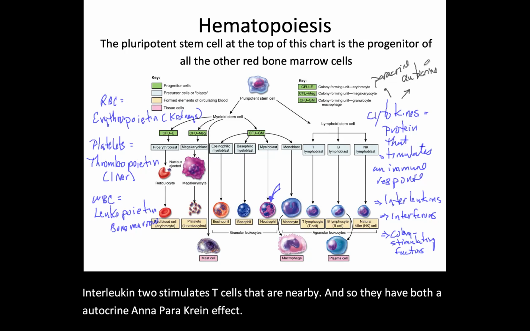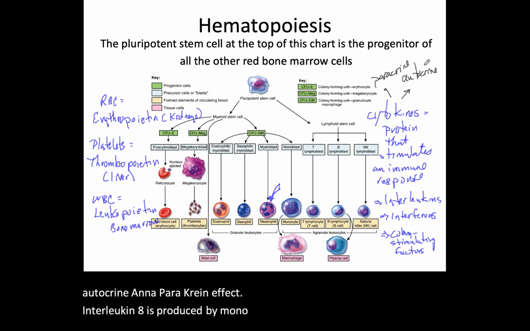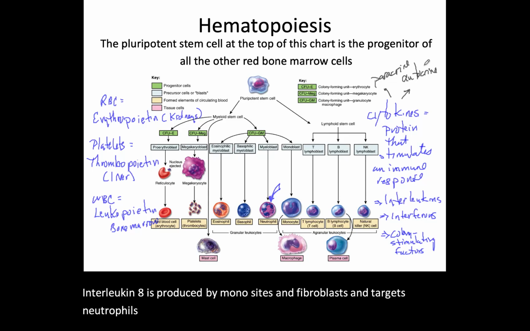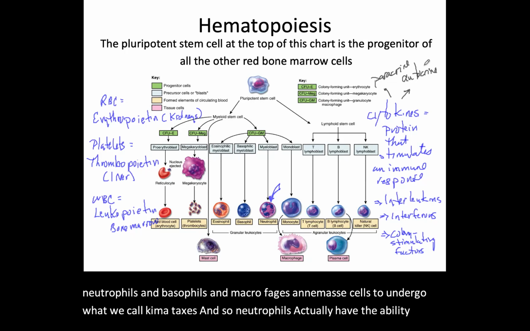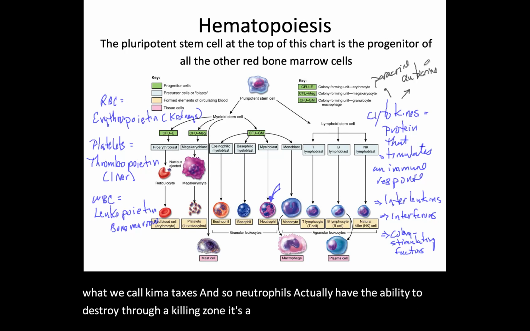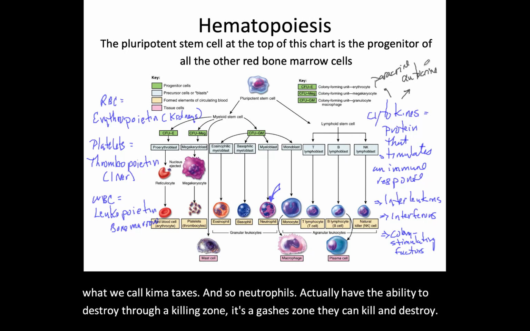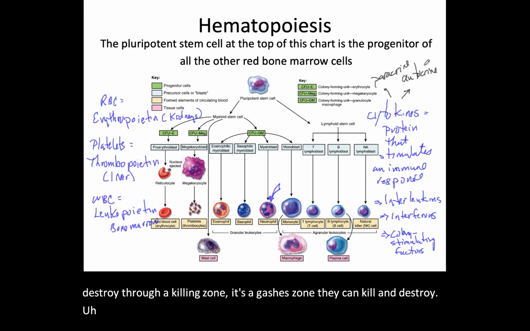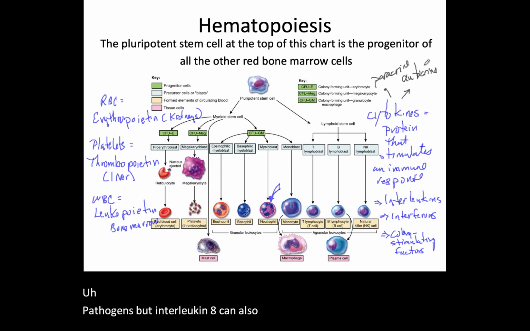Interleukin 8 is produced by monocytes and fibroblasts, and targets neutrophils and basophils and macrophages and mast cells to undergo what we call chemotaxis. And so neutrophils actually have the ability to destroy through a killing zone. It's a gaseous zone. They can kill and destroy other pathogens. But interleukin 8 can also stimulate angiogenesis, which is the rebuilding of new blood vessels.